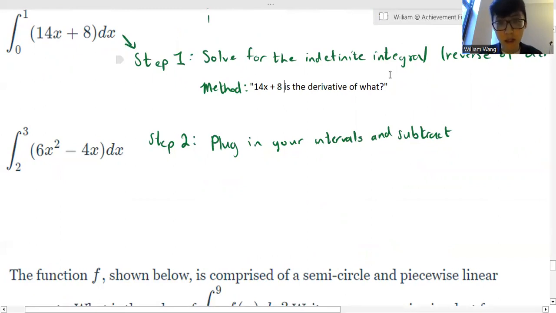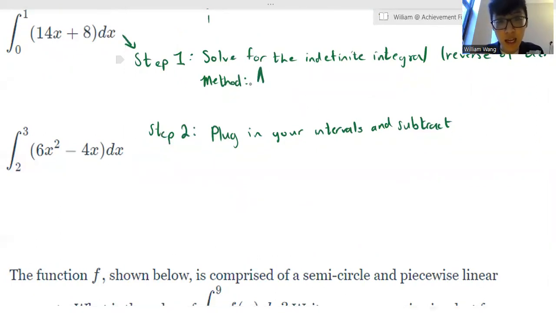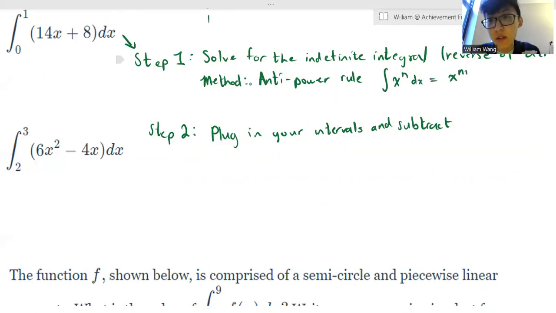So we have another method to get to the reverse of the derivative. The other method is something called anti-power rule. My anti-power rule is this: if I take the integral of x to the n, it turns out to be x to the n plus 1 divided by n plus 1. And then you usually write plus c for indefinite integrals.